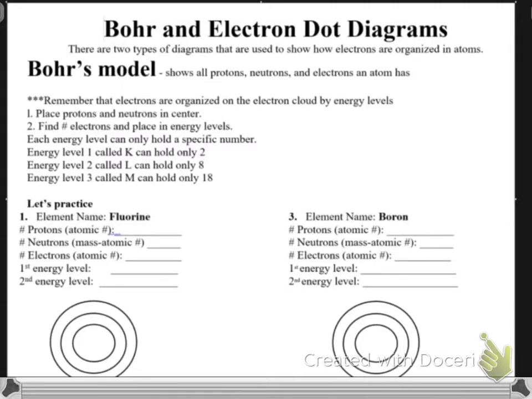So for Bohr's model, the definition, or what its purpose is, is to show all protons, neutrons, and electrons that an atom has. And so I want you to underline that or write it down if you're just taking notes. Let's talk about this paper.